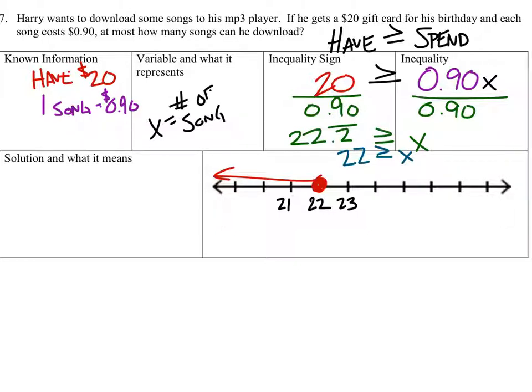Well, there is something we're missing, though. We need to describe the inequality in words. So, the person, I forget his name. Yeah, the wizard, that's right. The person can download 22 songs or less. There it is.